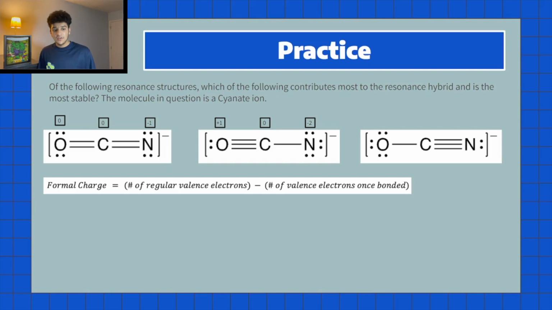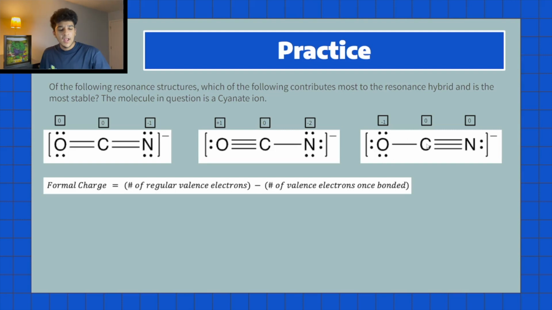Okay, I'm assuming that you've attempted it. So the charges that you should have gotten are -1, 0, and 0. So let's go over why that's the case. This oxygen, normally it has 6 valence electrons, right? And once bonded, it has 1, 2, 3, 4, 5, 6, 7. So 6 minus 7 is -1.